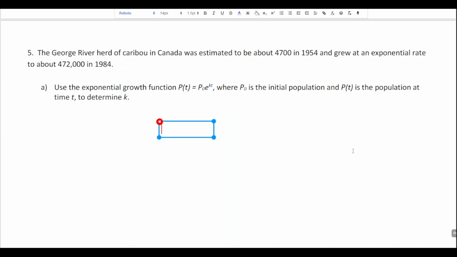So basically, it looks like we're going to set up an equation where we solve for k here. So the final population was 472,000. Let's make sure we're writing an equation here.